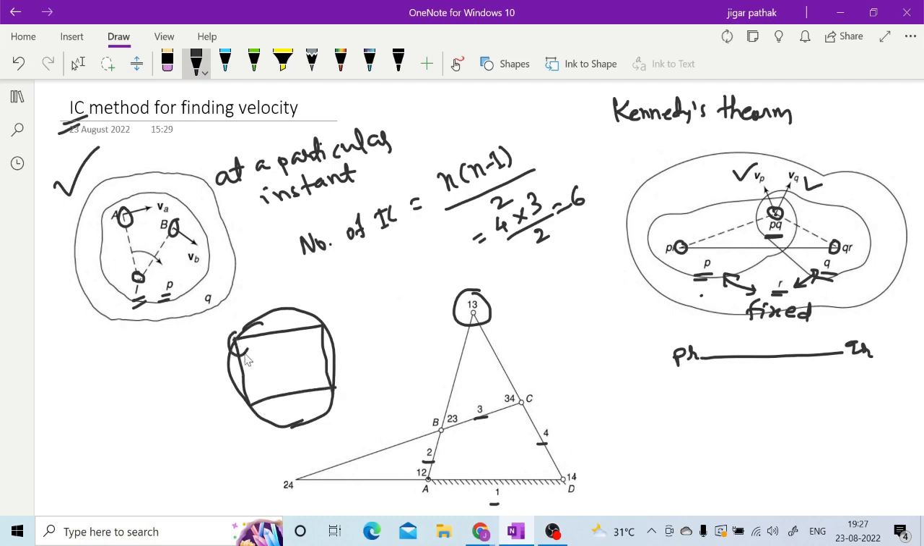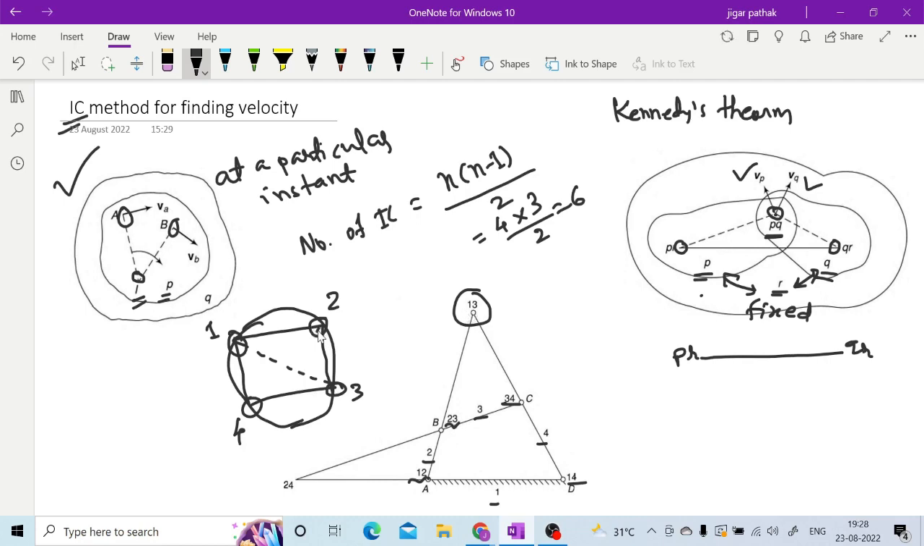As I have told you, you have these 4 links, 1 2 3 4, and you are locating the instantaneous centers. So if you consider 1 2, 2 3, 3 4 and 4 1, and now you want to locate 1 3, you have to extend 1 4 and 3 4. Similarly, you have to extend 1 2 and 2 3 in order to get 1 3, right?